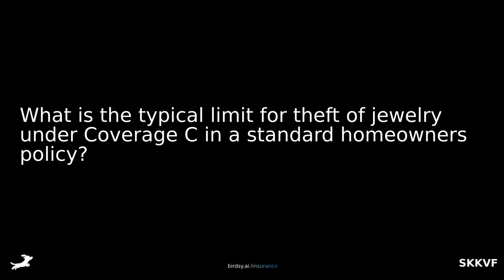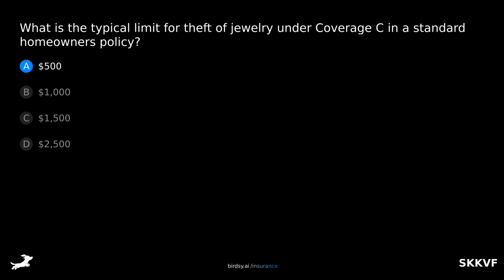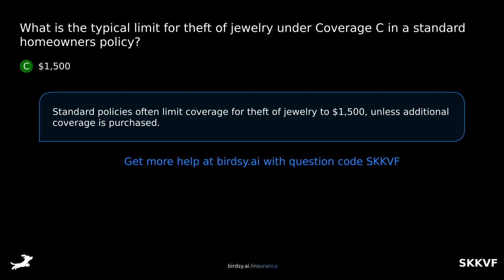What is the typical limit for theft of jewelry under Coverage C in a standard homeowner's policy? Is it A, $500, B, $1,000, C, $1,500, or D, $2,500? The answer is C, $1,500. Standard policies often limit coverage for theft of jewelry to $1,500 unless additional coverage is purchased.